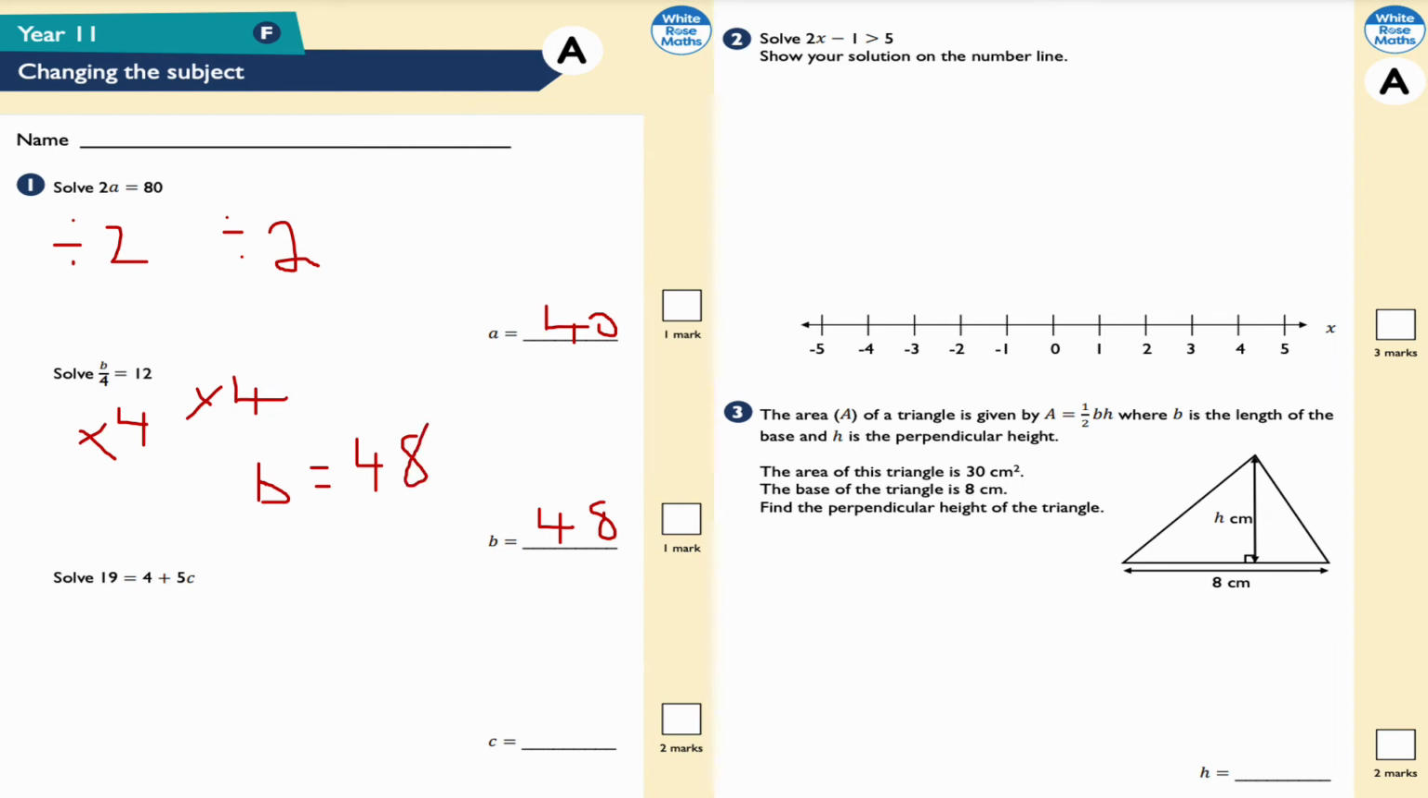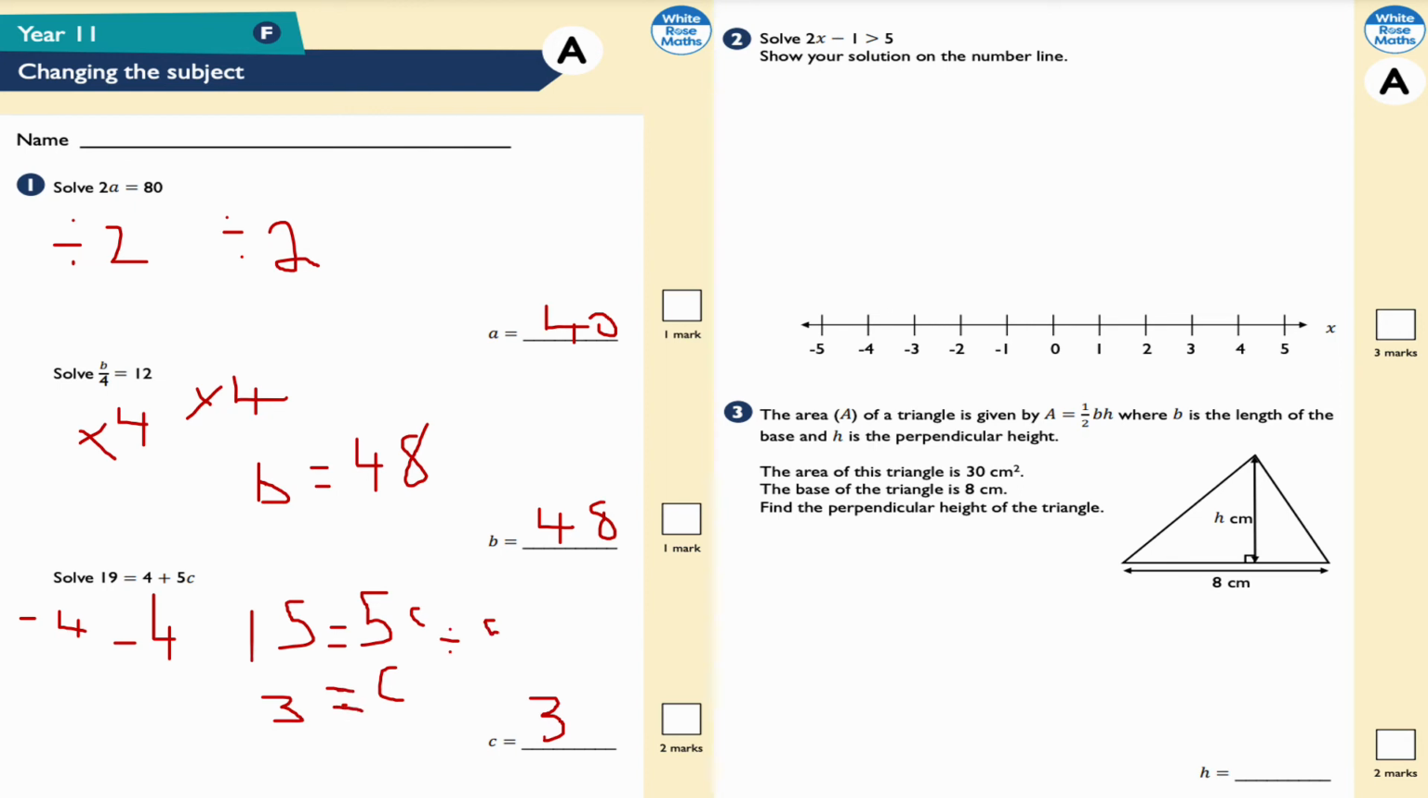Third question, 19 equals 4 plus 5c. If I subtract 4 on both sides to balance it, I get 15 is equal to 5c. Dividing both sides by 5, I get that c is equal to 3, or 3 equals c. C is equal to 3. It's just writing it backwards.